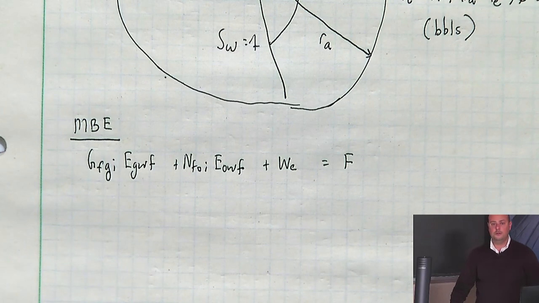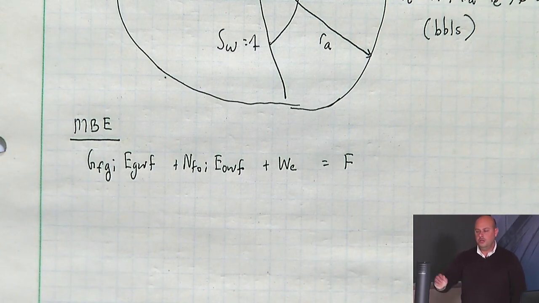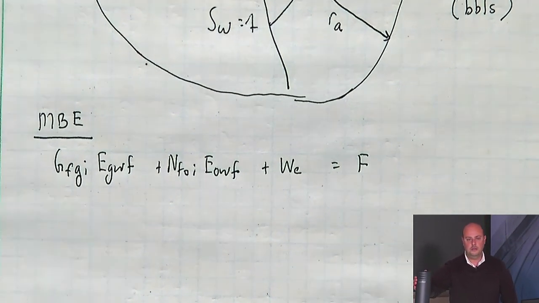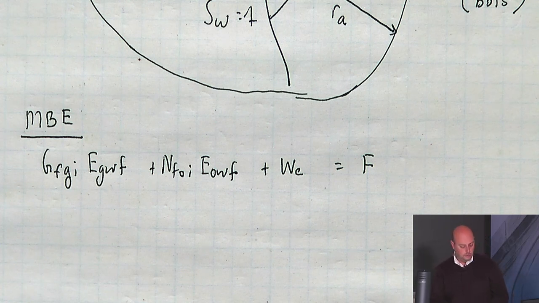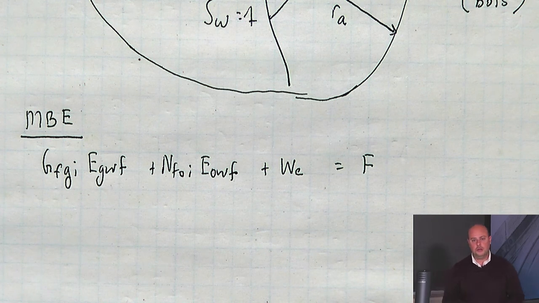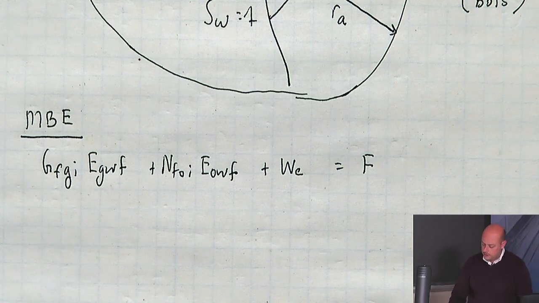Okay, so that's a simple way to write it. GFGI is the gas in the gaseous phase, NFOI is the oil in the oleic phase, initially in both cases. So that's the initial amount there. EGWF and EOWF are effectively PVT properties. They're a combination of formation volume factor and solution gas ratio and whatnot.